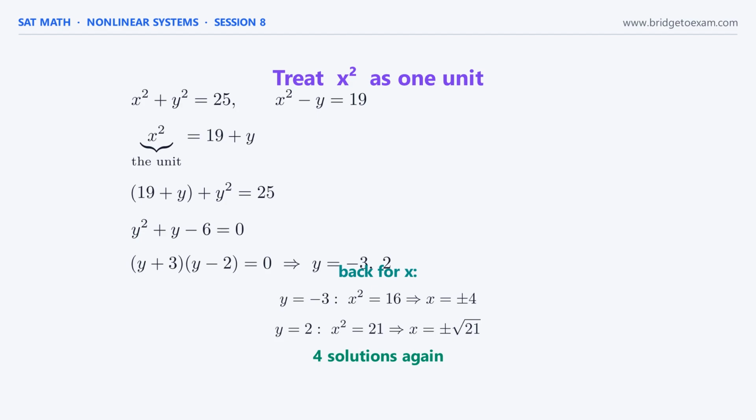Now substitute the unit, not a variable, the whole expression, into the first equation. 19 plus y squared equals 25. That's y squared plus y minus 6 equals 0, which factors as y plus 3 times y minus 2. So y equals negative 3 or y equals 2. Now go back for x. If y is negative 3, then x squared equals 16, so x is plus or minus 4. If y is 2, then x squared equals 21, so x is plus or minus the square root of 21. 4 solutions again, 2 y values, each carrying a plus or minus x.